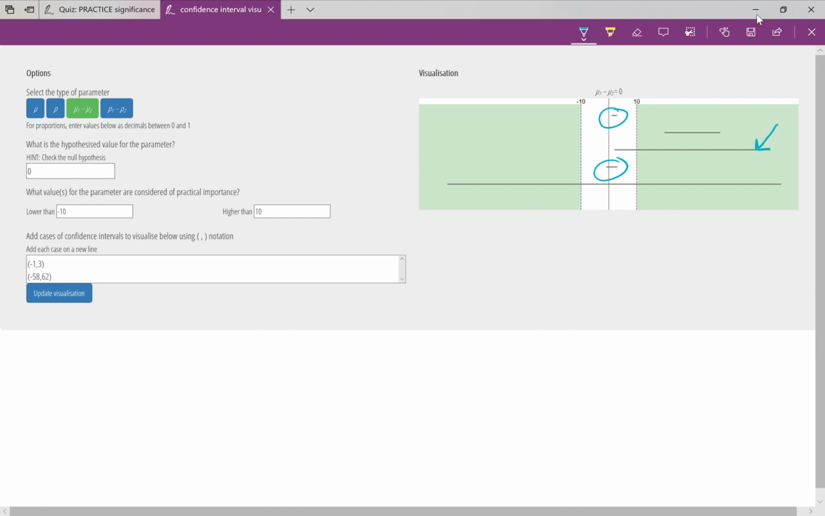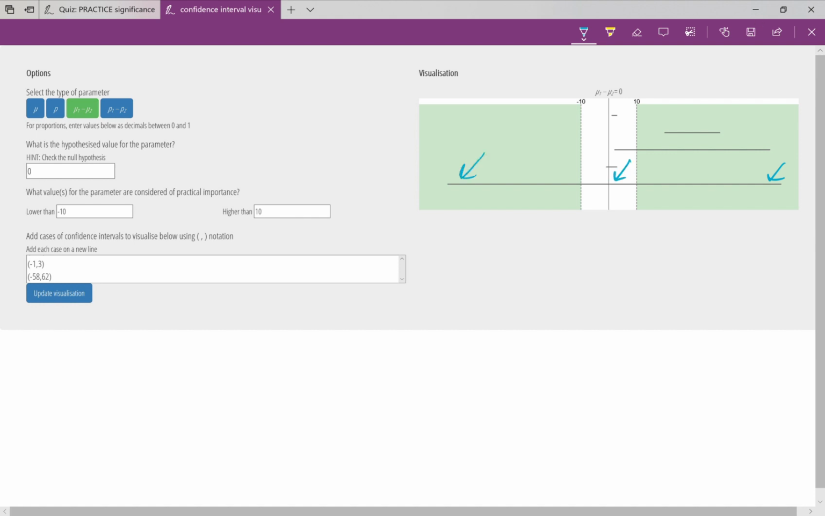Case 3, a little bit more interesting. In this one, up at this end of the confidence interval, we have a difference that's more than 10, that's practically significant. But down at this end, the difference is not practically significant. So this one's hard to tell. We don't really know whether it is practically significant or not, because the true value of the parameter could be anywhere along that interval.